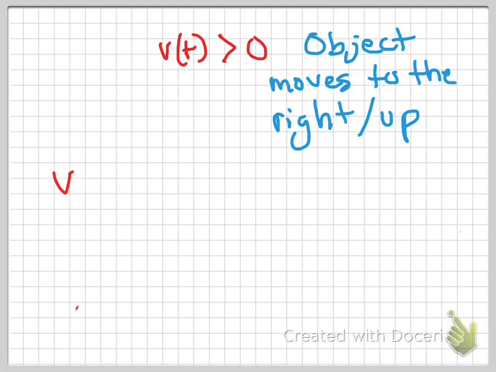A negative velocity, if v of t is less than 0 and it's a negative number, refers to the object moving left or down.